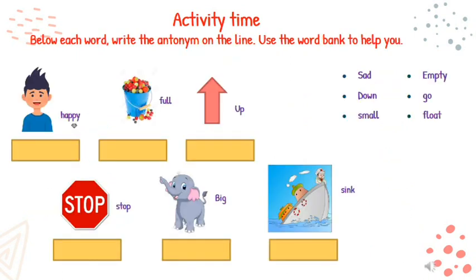Task 2. Below each word, write the antonym on the line. Use the word bank to help you. Happy, full, up, stop, big, and sing. Can you write? Yes, you can write. So, I'm going to leave this on for a little bit to complete this.